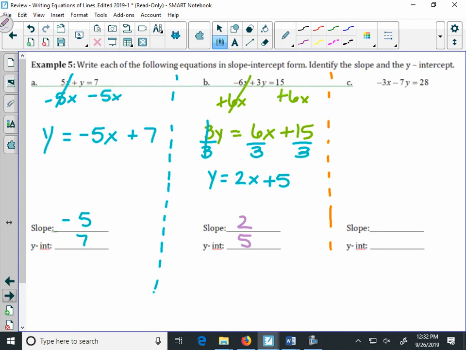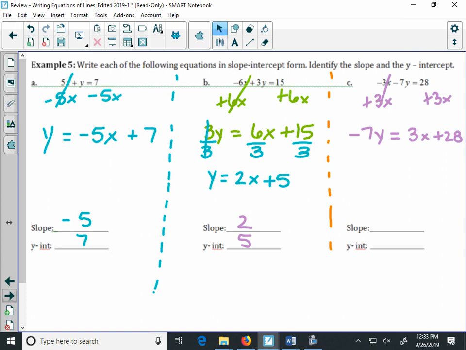Last one. Again, we need to get y by itself. What do we need to do to get y by itself? What's our first step? Add 3x. It's a negative 3x, so to move it over, do the opposite. We're going to add. It cancels. We have negative 7y equals. Again, put the x first. Then I'm going to put my 28 after.